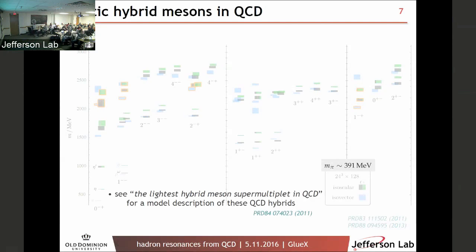If you want to know a little bit more about why we colour these states in orange and say that they're hybrids, you can read this paper for some explanation of why we come to that conclusion, even for states which have non-exotic quantum numbers.